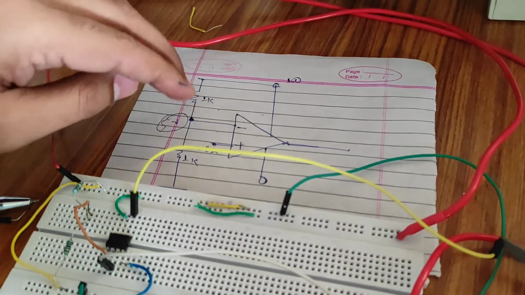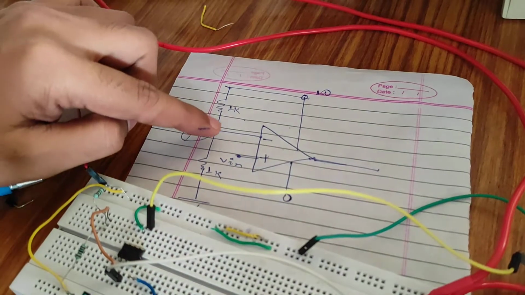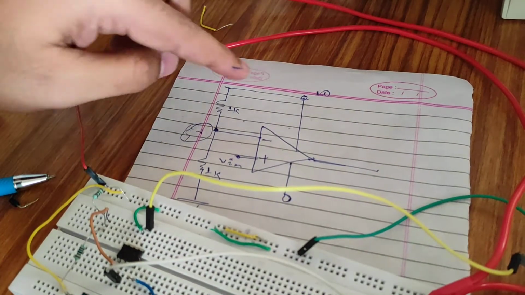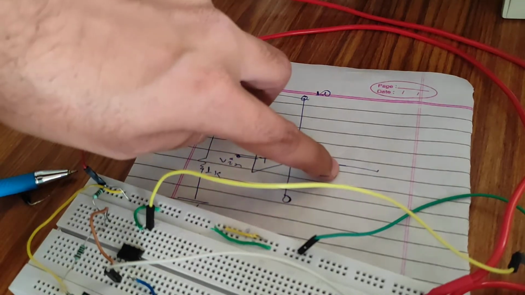Hello student, we are going to study this circuit. Now what I have done, I have made the negative reference 5 volt. This is the VCC, I have given 10 volt and this is minus 10 volt. From here I will be taking the output.